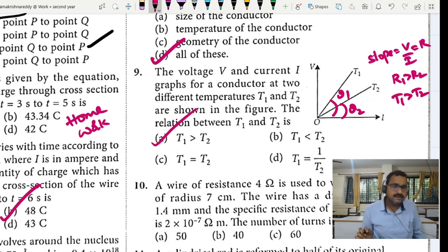We are getting that further. That is the ninth question. Already in the theory I covered that. You remember that one, all of you. T1 is greater than T2. Next, coming to the next one.